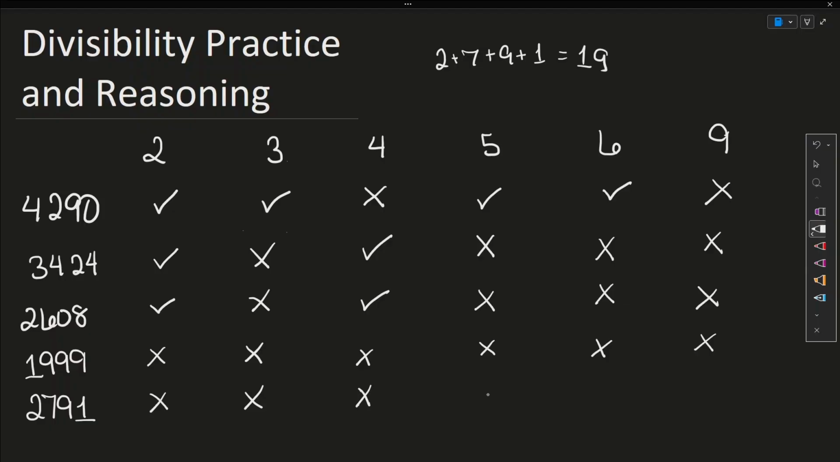Divisible by 5? No, it does not end in a 0 or a 5. Divisible by 6? No, because it's not divisible by 2 or 3. What about divisible by 9? No, because the digit sum is 19, which is not divisible by 9. So 2,791 is not divisible by 2, 3, 4, 5, 6, or 9.